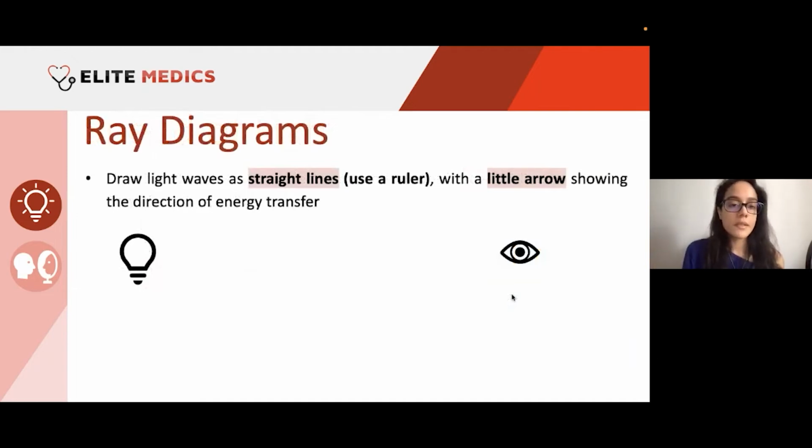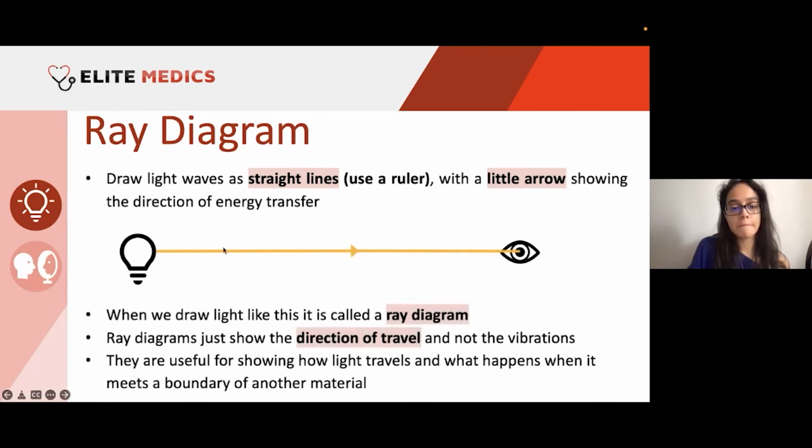Okay, so we always draw light waves as straight lines using a ruler. And then we've got a little arrow showing the direction of the light. So it shows the direction of energy transfer. You can see here, this is our light bulb, our light source, obviously. We switch it on. The light is going to be traveling in a completely straight line into our eyes. And you've got an arrow here to show the direction of energy. So it's going from left to right in this example.